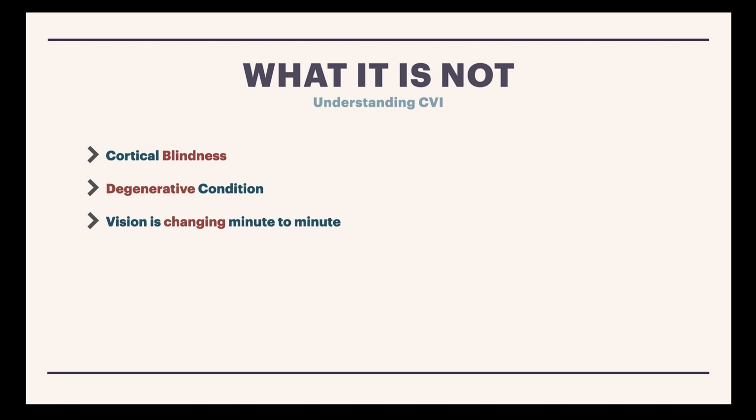The next misunderstanding of cortical visual impairments is that a child's vision with CVI changes from minute to minute. Hopefully, after so much work done by researchers, this is no longer the perception of professionals in the field. We now know better that this is simply not true.